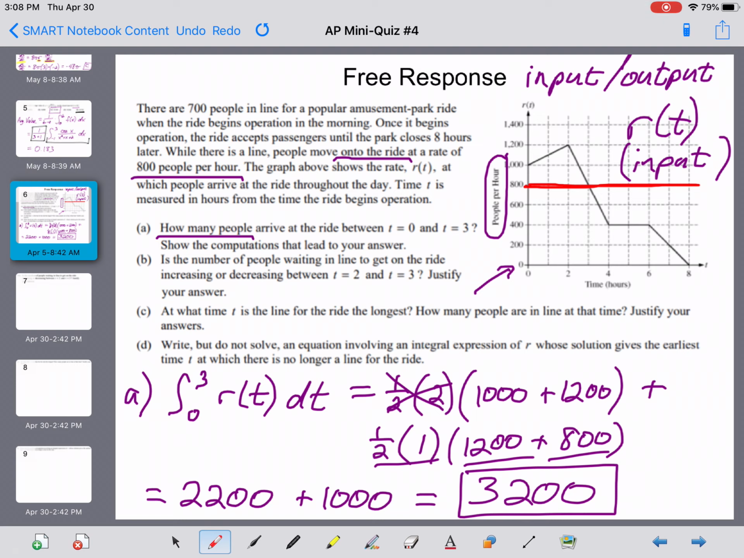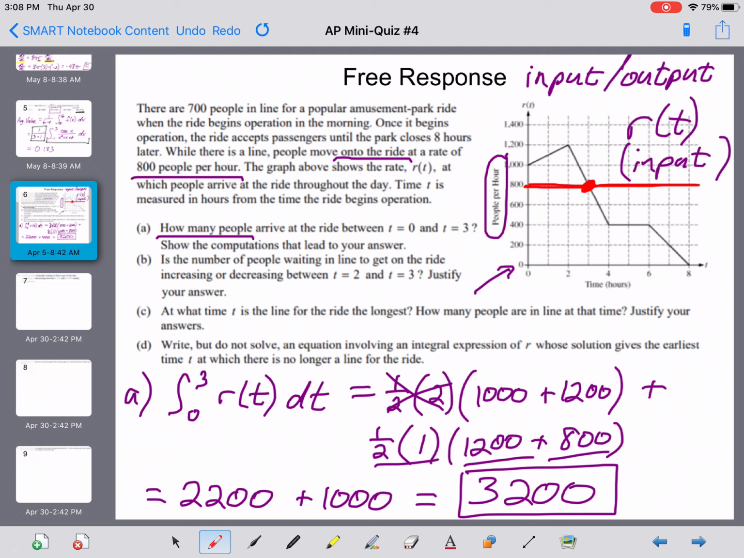Now, the important time is right here at t equals 3. At that one moment, and only at that one moment, the rate at which people are being added to the line and the rate at which people are being taken out of the line are exactly the same. So at that one moment, the line isn't getting any longer or any shorter. It's staying exactly the same. So then we have to think about what happens around that time.